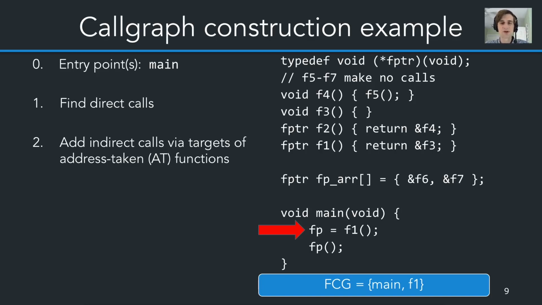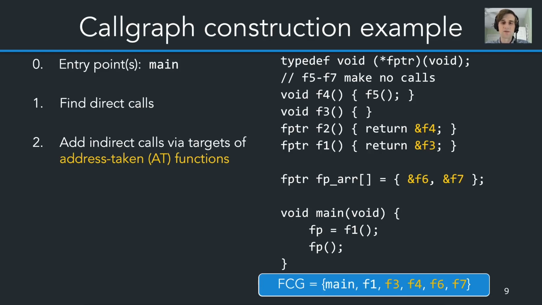Address taken functions are those that have their address used on the right-hand side of an expression. Since all our binaries are position independent, we know the location of all address taken functions based on the relocation information provided in the binary. Here we have 4 address taken functions: f3, f4, f6, and f7. These functions are the complete set of potential targets for fp, so we need to add each of these to our call graph.